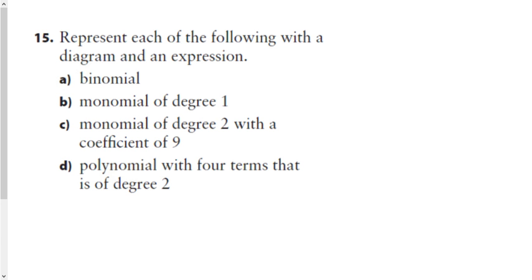Question 15, represent each of the following with a diagram. So any binomial, so you're going to have different ones than me. I'm going to just write the binomial first. I'm going to put x plus 1. That would look like an x and a positive 1. Now, most of you, if you were smart, that's probably the one you did. A monomial with a degree of 1. The easiest one I can think of is that, which would be this as a picture. But you can have different ones as well. That's a degree of 1.